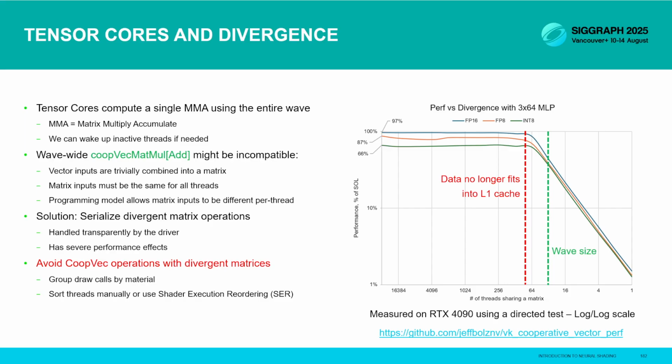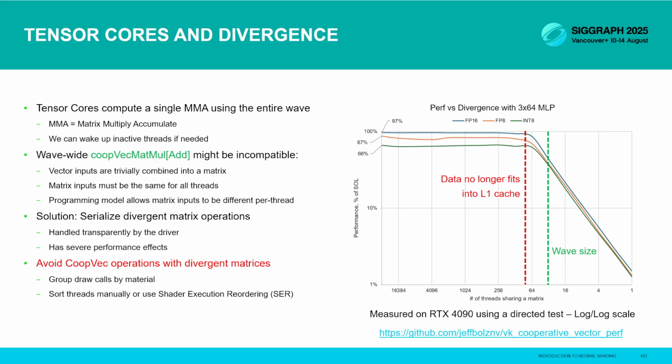For the situation when some threads are inactive, we have a simple solution. We can wake up the inactive threads temporarily. But if they are using different matrices, that's a bigger problem. To solve that problem, we can detect the groups of threads that use the same matrices and loop over the groups, processing each group separately. This means that divergence in matrices used for the coop-vec operations is internally serialized, just like divergent code paths or memory accesses. Obviously, this serialization comes at a significant cost.